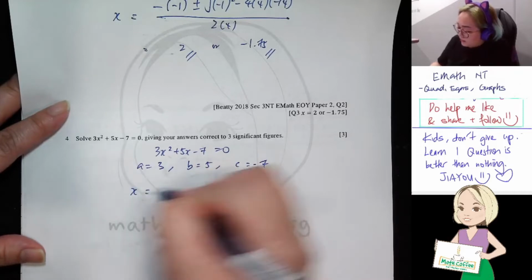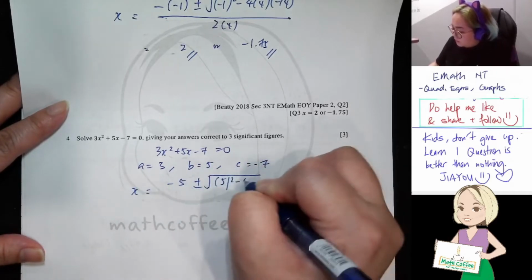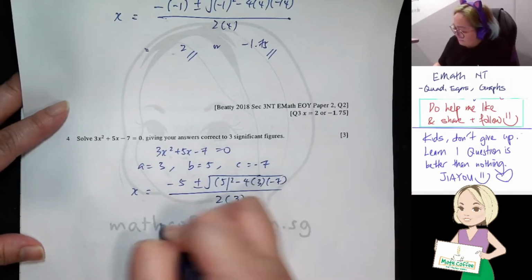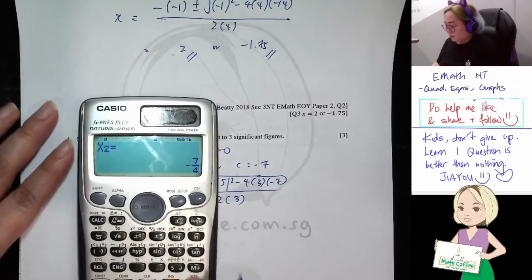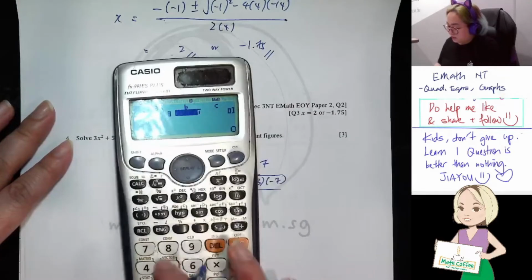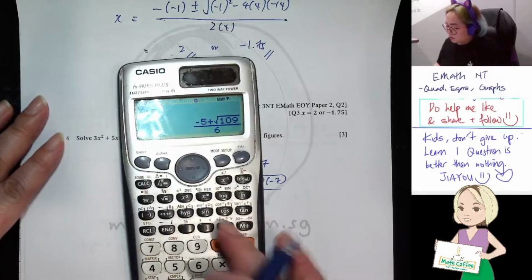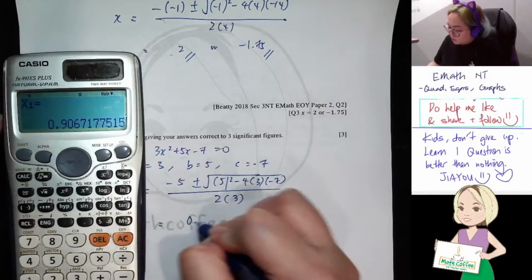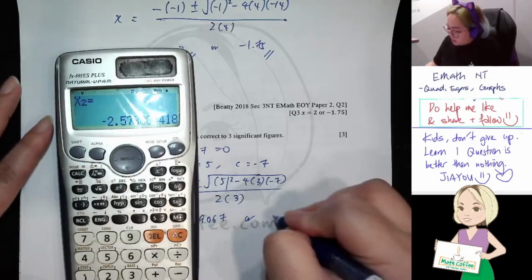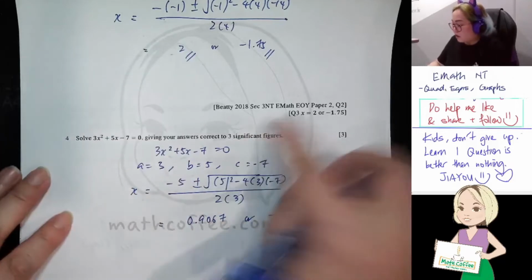So my x is equals to minus b plus minus the square root of b squared minus 4ac, over 2a. Again, apply the formula. So clearly my a is 3, my b is 5, and my c is negative 7. So we will have 0.9067 or minus 2.5733. And they say round off to 3SF.